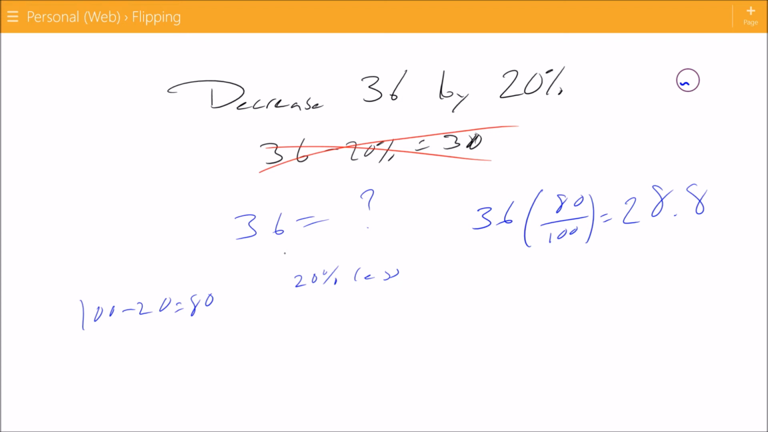My 20% is actually a lot larger than 20% of 30 because this is a larger number. 20% of a larger number is going to be greater than 20% of a smaller number. 20% of 36 is going to be greater than 20% of 30. It makes sense. So they are not the same.